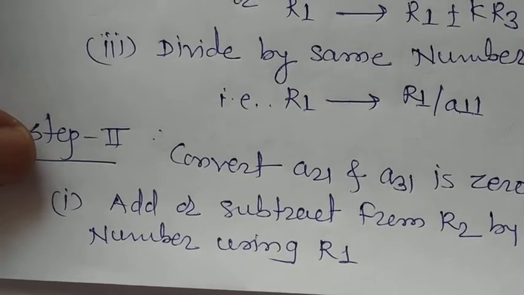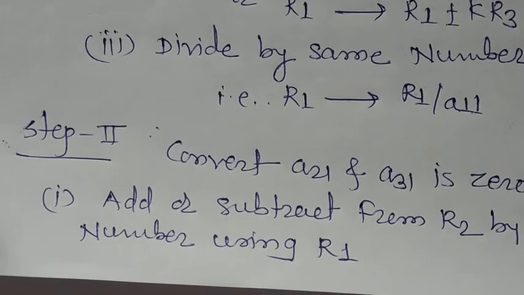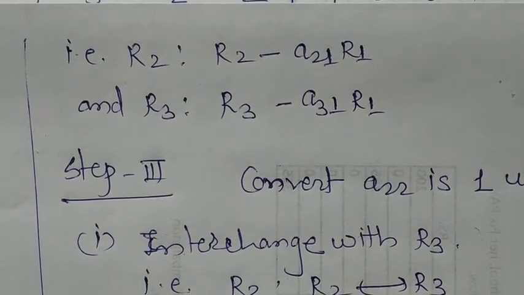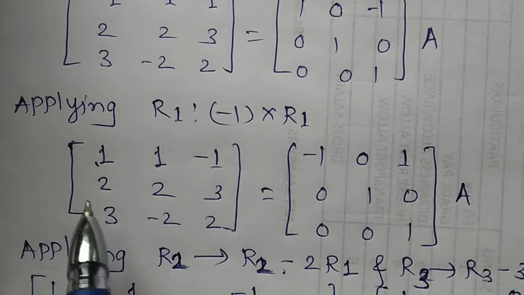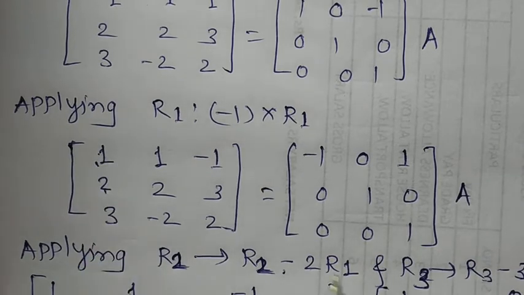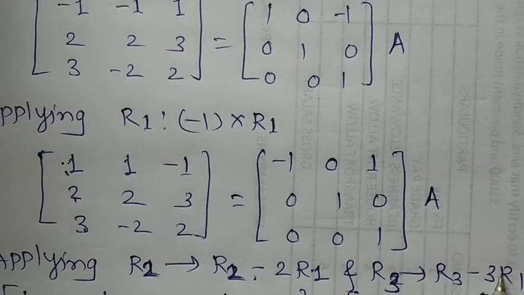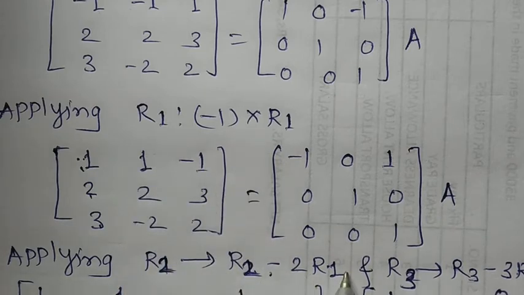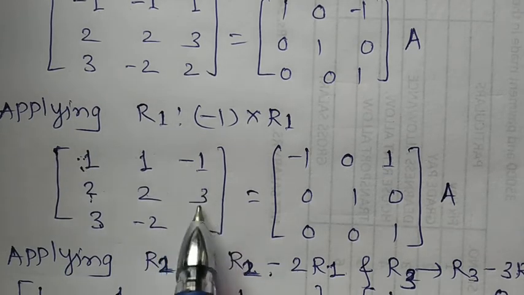What is step 2? Convert A21 and A31 to 0. Add or subtract by R2 by the same number using R1. So now we will do R2 minus A21 times R1 and R3 minus A31 times R1. So applying R2 minus 2 times R1, and R3 minus 3 times R1. Check here that the first row is the same; from the second row we subtract 2 times R1: 2 minus 2 times 1, 2 minus 2 times minus 1, and 3 minus 2 times minus 1.